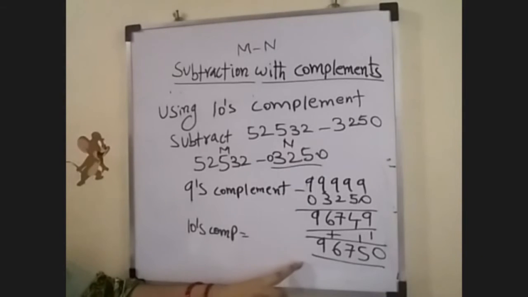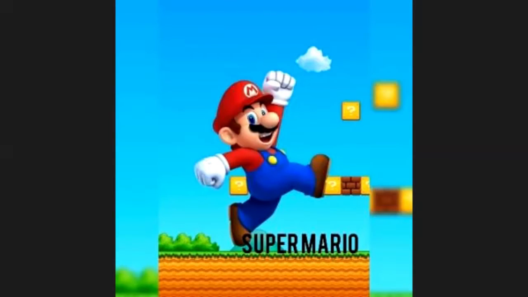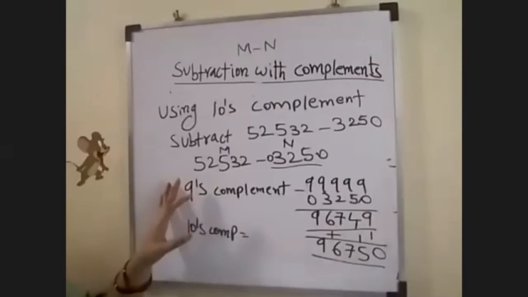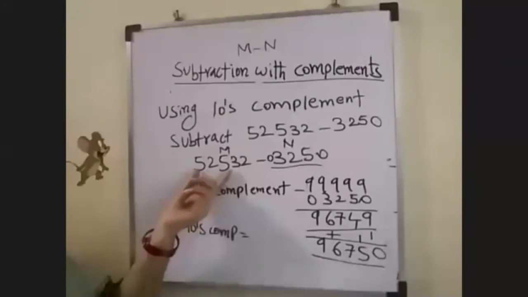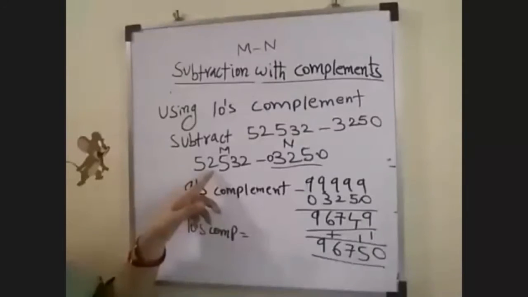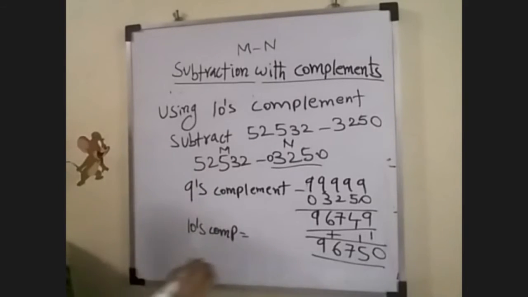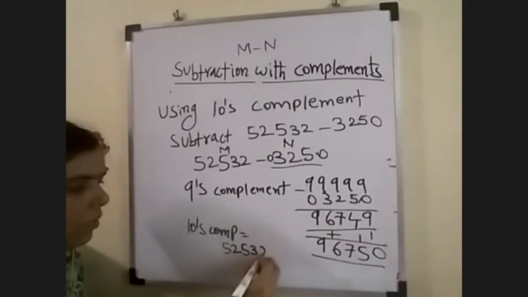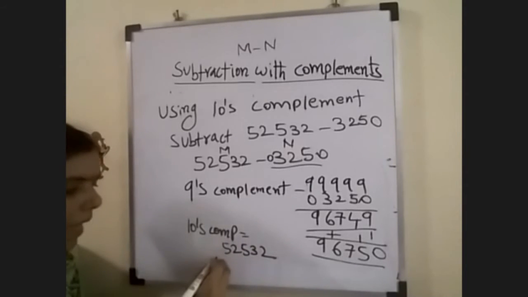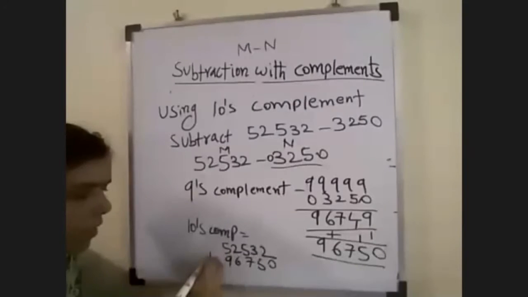Okay, so this is the first step: take the 10's complement of the subtrahend and add it to the minuend. So you can add 96750 to 52532. What is the value now? 149282.